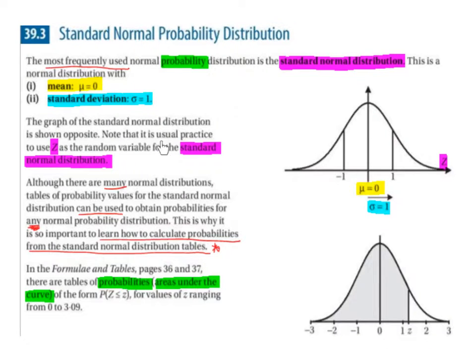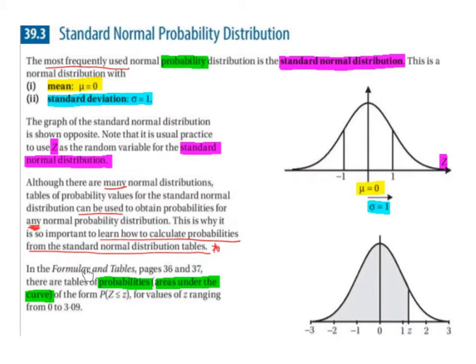Note that it is usual practice to use z as the random variable for the standard normal distribution. So we use z as the random variable, not x. Although there are many normal distributions, tables of probability values for the standard normal distribution can be used to obtain probabilities for any normal probability distribution. This is why it is so important to learn how to calculate probabilities from the standard normal distribution tables.